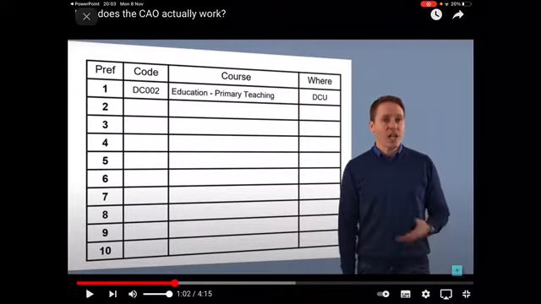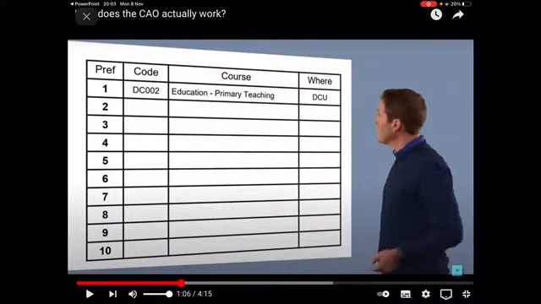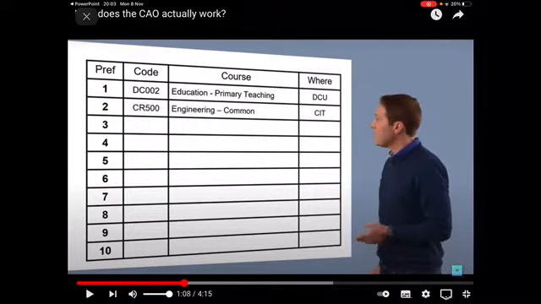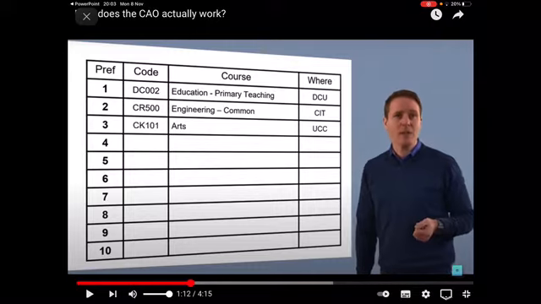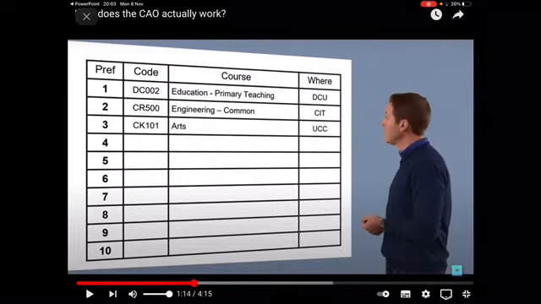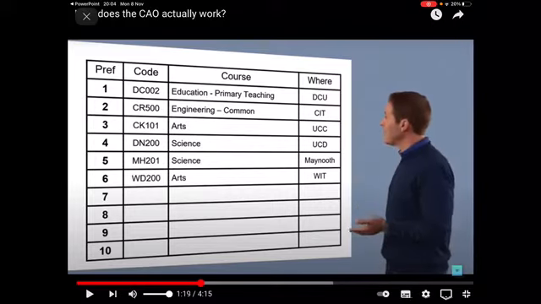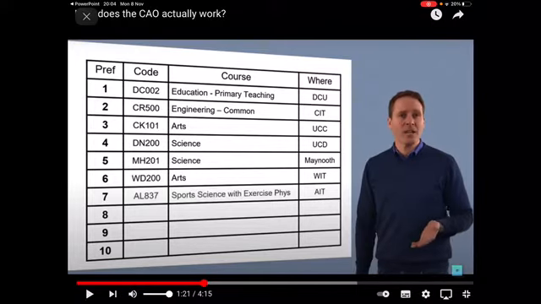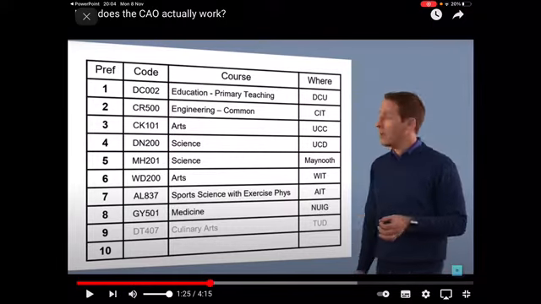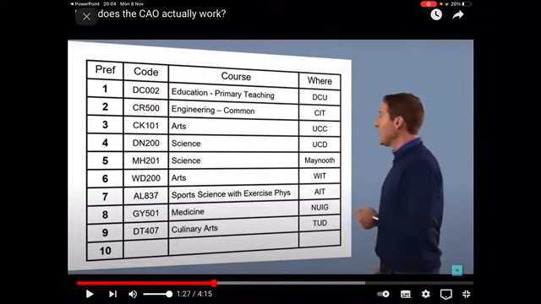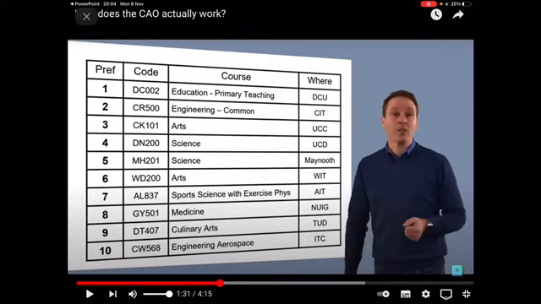Behind me is Seamus's CAO form. In preference 1, Seamus has primary school teaching, then he has common entry engineering in CIT, then he has arts in UCC, then he has science in UCD, followed by science in Maynooth, followed by arts in WIT, then he has sports science in AIT, medicine in Galway, followed by culinary arts in TUD, and then lastly he has aerospace engineering in Carlow Institute of Technology.